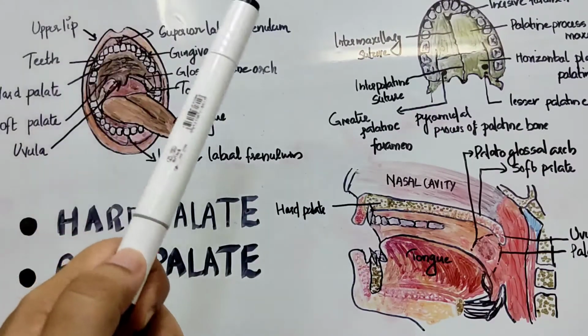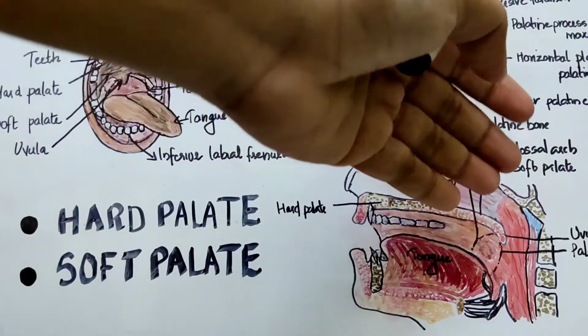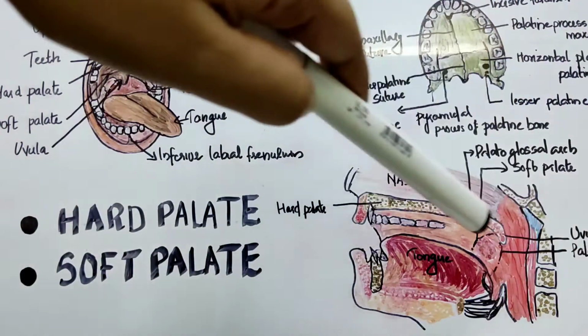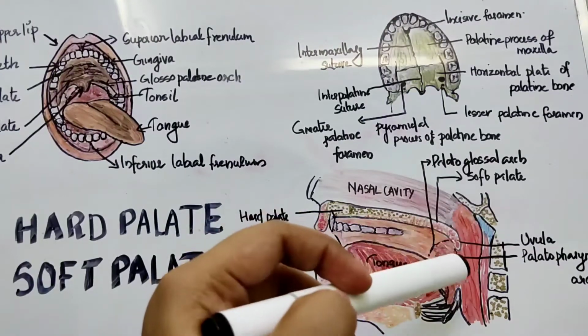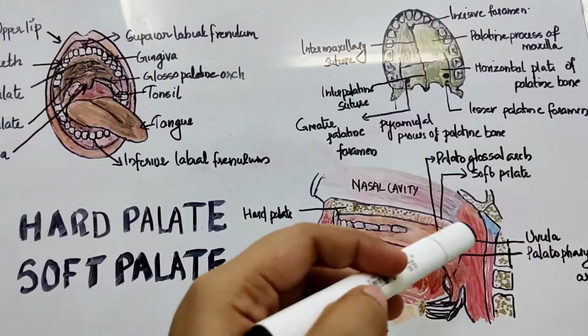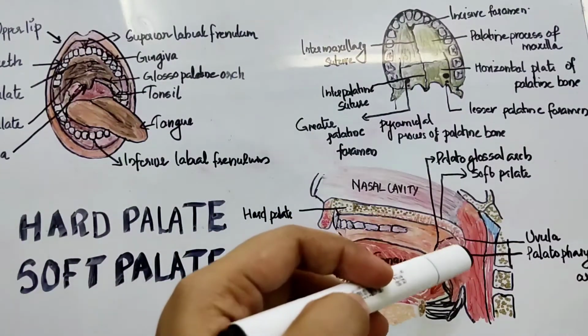Now we will discuss the soft palate. This is the soft palate. It is the continuation of the hard palate, and it separates the nasopharynx from the oropharynx. The soft palate has two surfaces, the anterior surface and also the posterior surface.